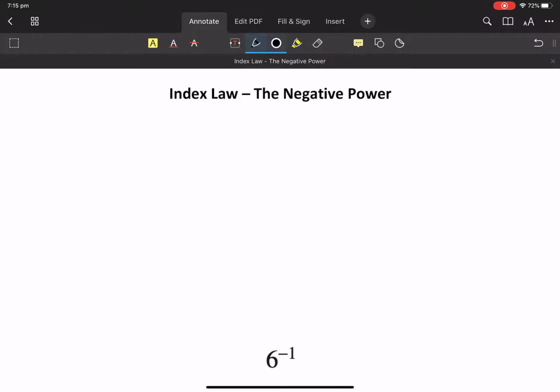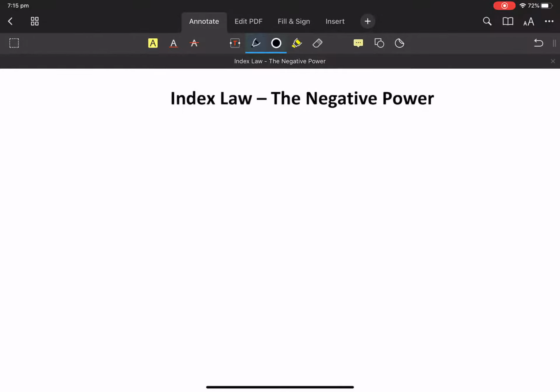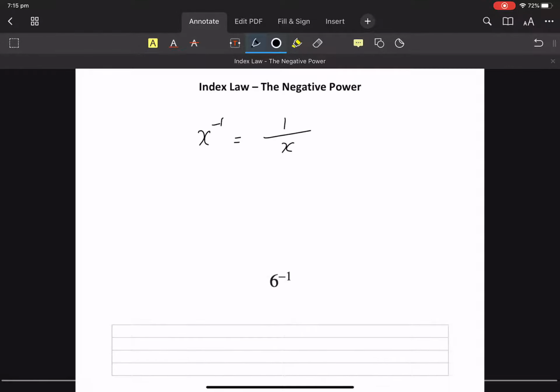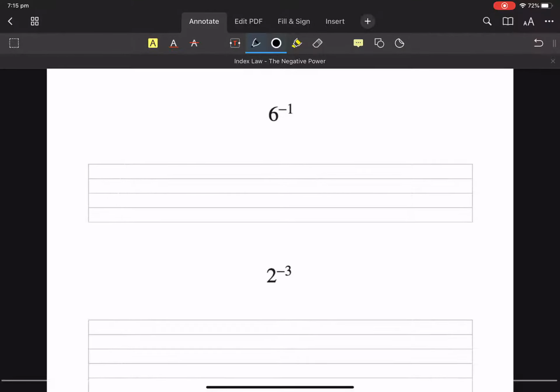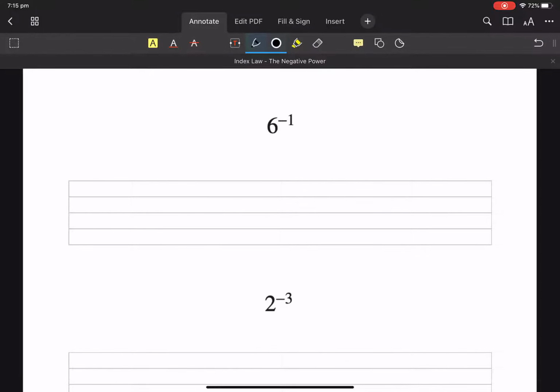Okay, the negative power, so it's sort of like a rule, but it's not. X to the minus 1 is 1 on x. The negative does not mean that the answer is negative. The negative power puts it in the denominator. So that means 6 to the negative 1 is actually 1/6. Negative powers make numbers small.